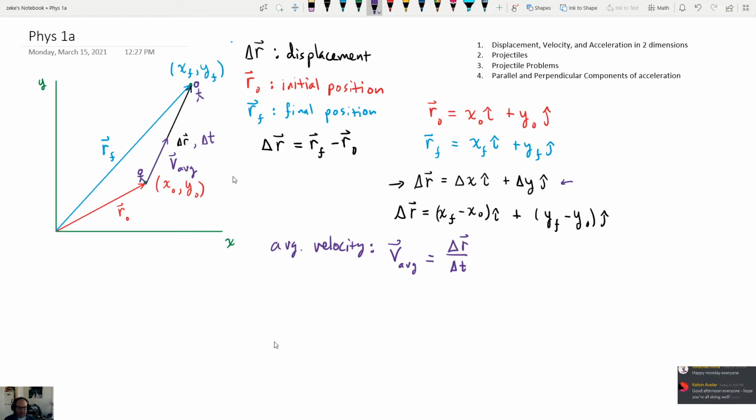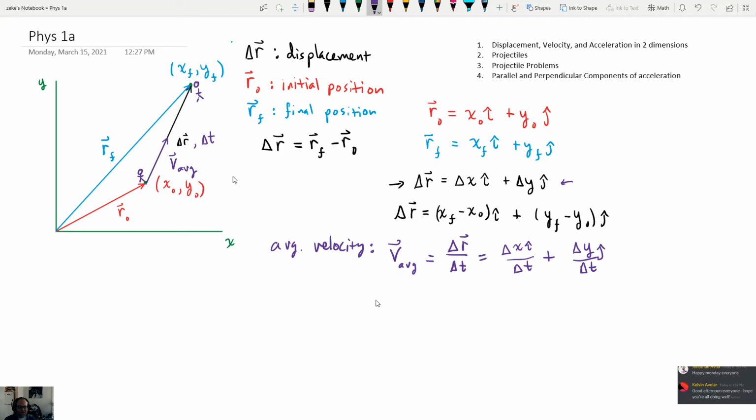this equation right here, the other way that we could write this is delta x times i hat divided by delta t plus delta y divided by delta t times j hat. That would be another way to write what the average velocity is. You would take the rate at which the x is changing times i hat plus the rate at which the y is changing times j hat.